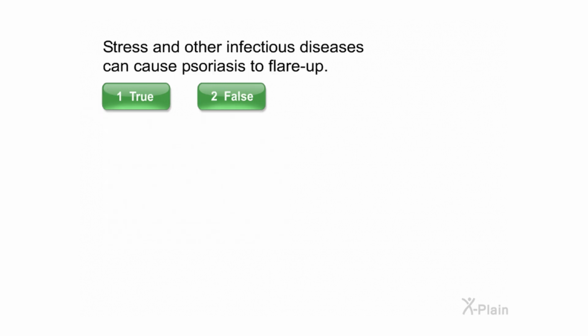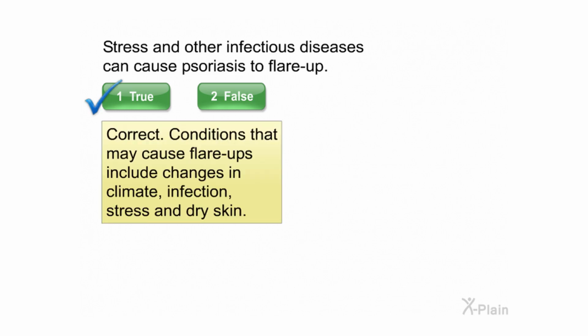Stress and other infectious diseases can cause psoriasis to flare up. Select true or false. Correct. Conditions that may cause flare-ups include changes in climate, infection, stress, and dry skin.